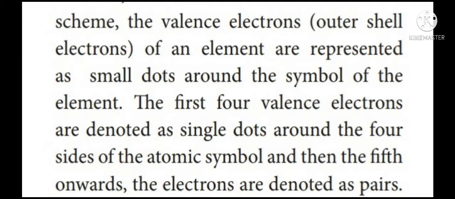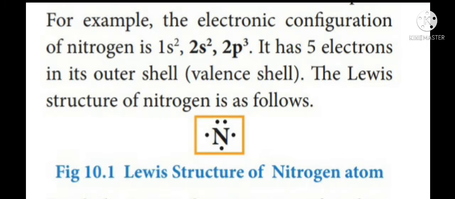Here a single dot represents 1 electron. Consider nitrogen, with atomic number 7. The electronic configuration is given by 1s2, 2s2, 2p3. The valence shell configuration is 2s2, 2p3. Hence, it contains 5 electrons in its outer shell or valence shell. The Lewis structure for nitrogen is given here.